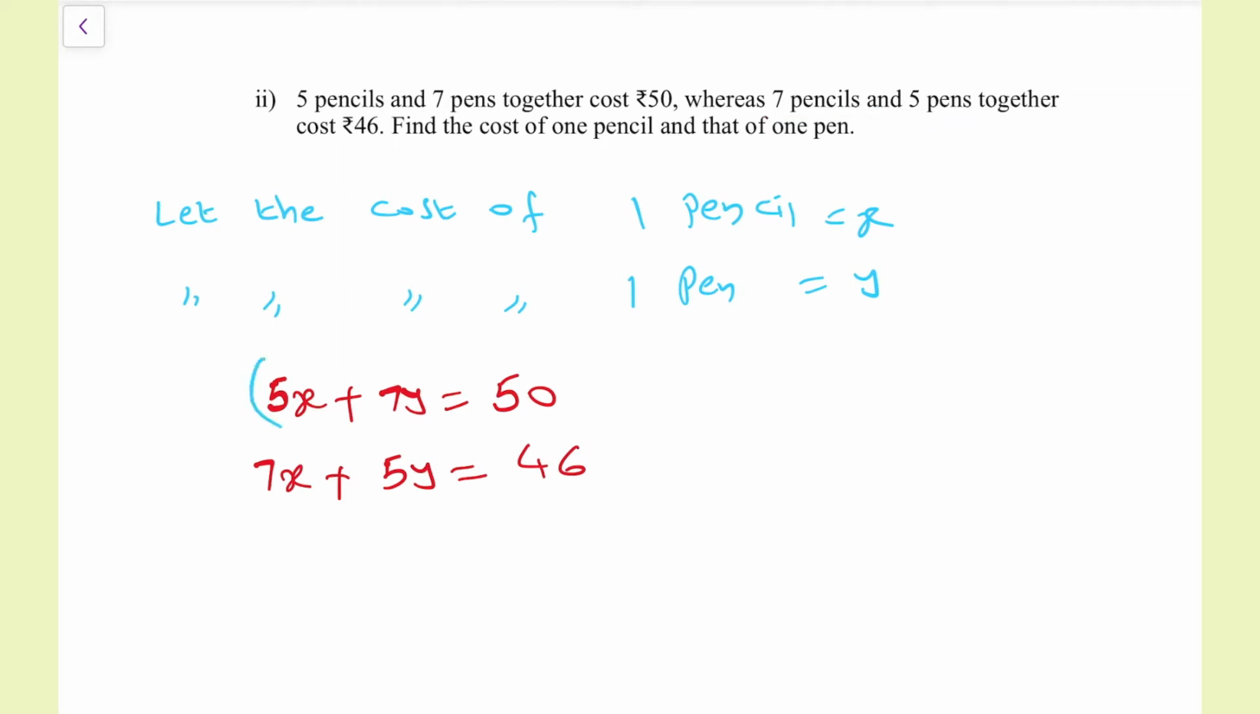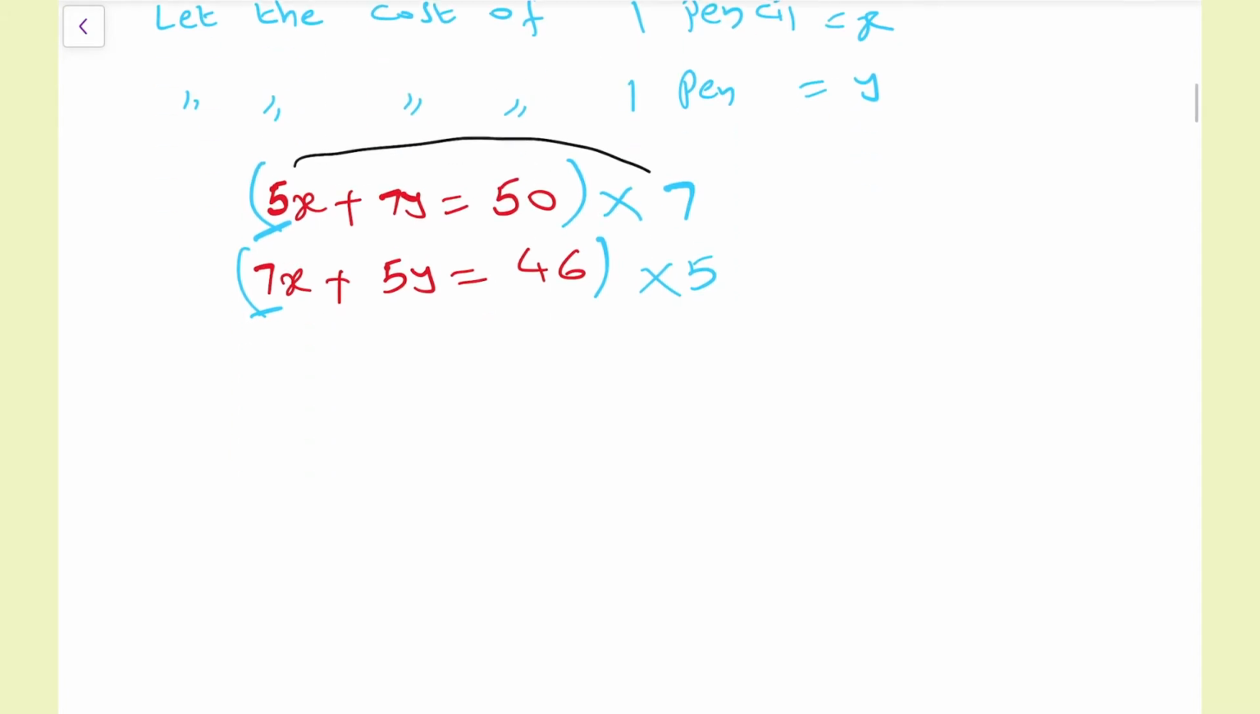First equation we need to multiply with the second equation x coefficient, that is 7. Second equation we need to multiply with the first equation x coefficient, that is 5. So let us simplify what we'll get then. 5x into 7, 5 7s are 35. So 35x plus 7y into 7, 7 7s are 49, y equals 50 into 7, 350.